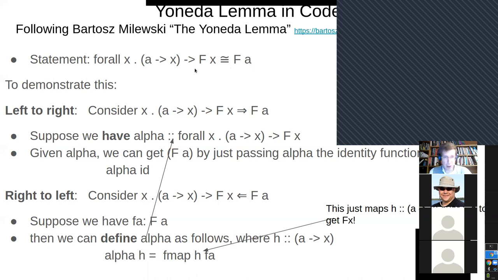So like this way, yeah. If you give me one of these, I can give you one of those. Sure. All I do is if I have one of these, if I take one of the things that converts A's into X's, I'm home free. I can get an F of X. Just lift it to apply to it. Okay, no problem. So yeah, that kind of makes sense.